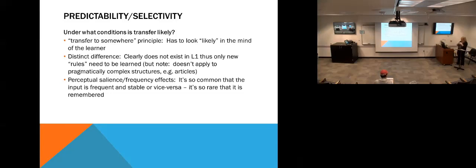So the distinct difference, meaning something appears in the L2 and there's nothing in the L1, is usually good predictively, because it means that there's nothing to confuse them, but only if it's not pragmatically complex. If it's pragmatically complex, then it's not necessarily super helpful to have something brand new.